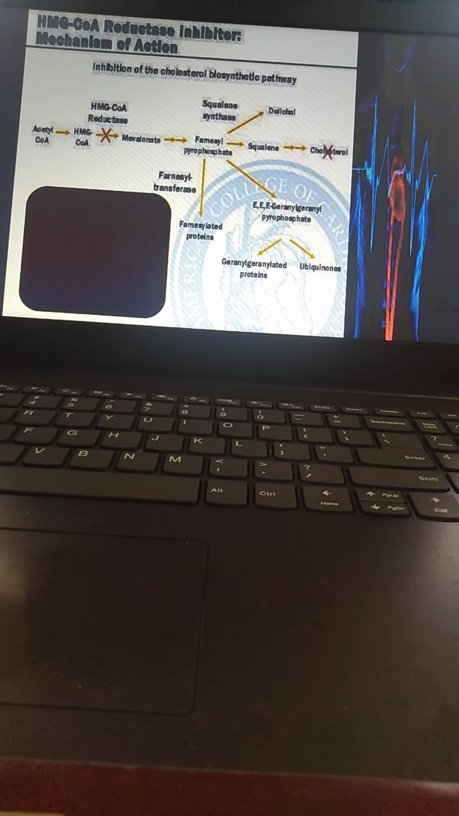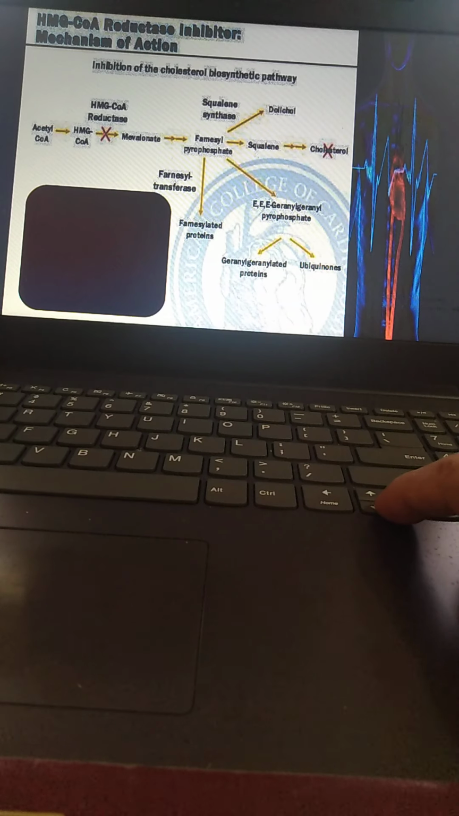The pathway: acetyl-CoA goes to HMG-CoA. Then this reductase is inhibited where there is a red spot, and there mevalonate is not formed. Mevalonate is not formed, so the other cascades of reactions are stopped. So it inhibits at this point. That's why we call it HMG-CoA reductase inhibitors. The inhibition of the cholesterol biosynthetic pathway is very important over here. So this is the cycle which you have to go through. Not necessarily, but in biochemistry you would have already covered this.